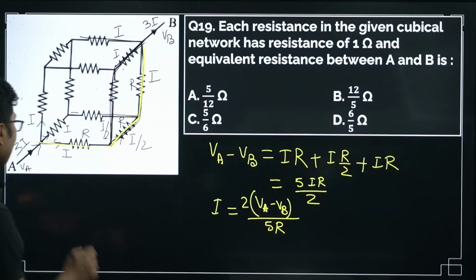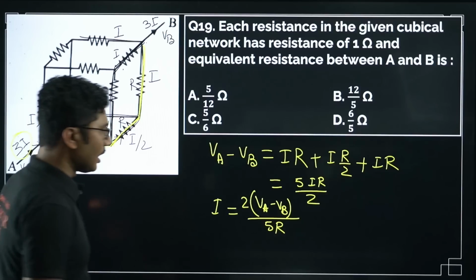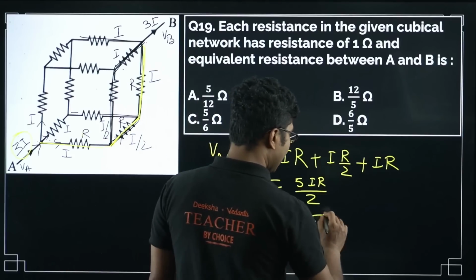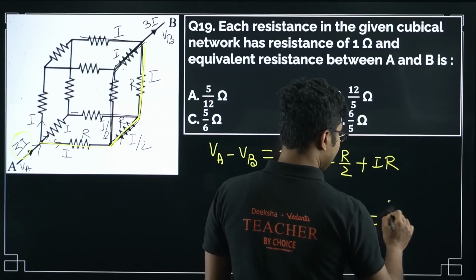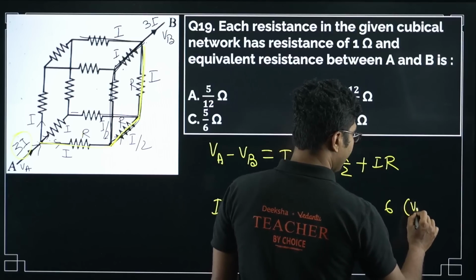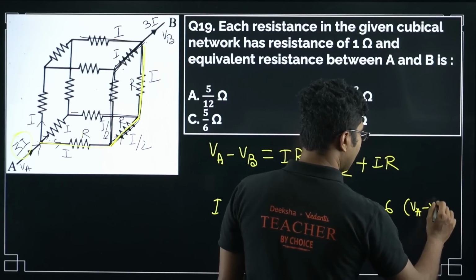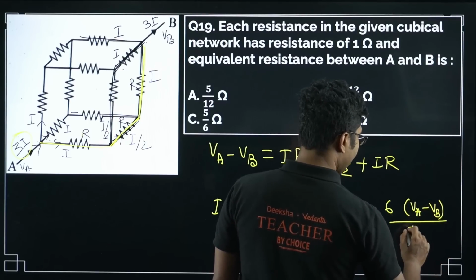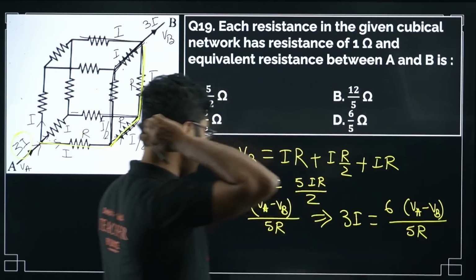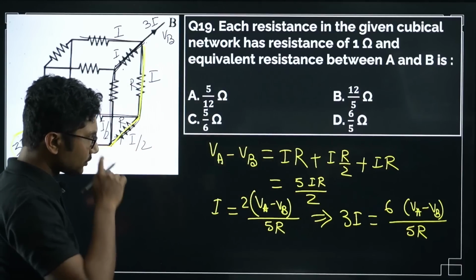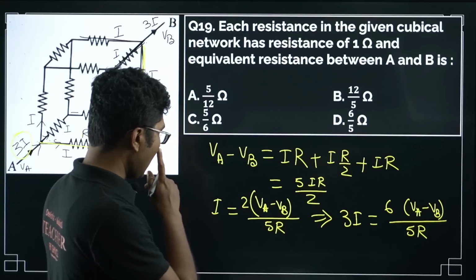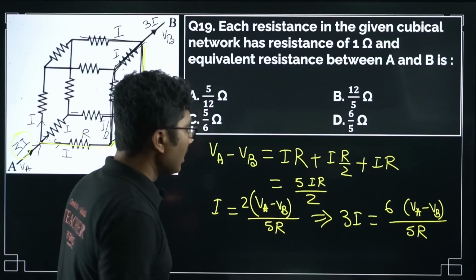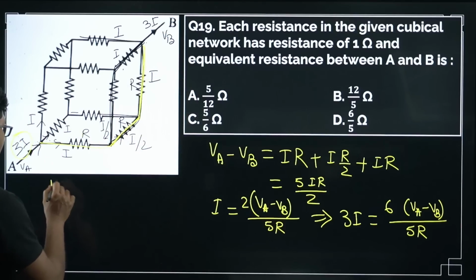Now what is the actual current? Actual current was 3I. So what is the value of 3I? 3I equals 6 into VA minus VB divided by 5R, right? I think I made some mistake over here. No, fine.